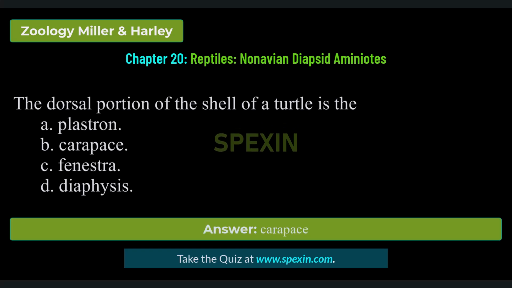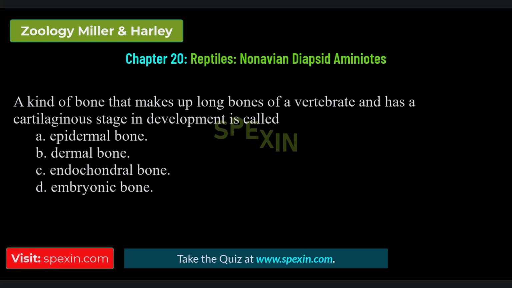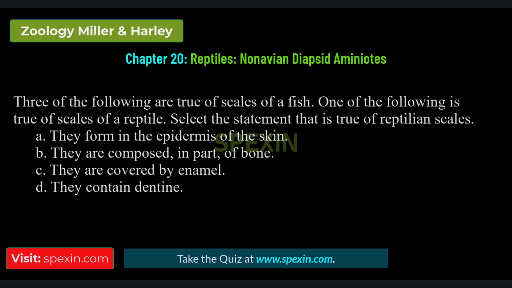Correct answer: carapace. A kind of bone that makes up long bones of a vertebrate and has a cartilaginous stage in development is called epidermal bone, dermal bone, endochondral bone, embryonic bone. Correct answer: endochondral bone. Three of the following are true of scales of a fish.